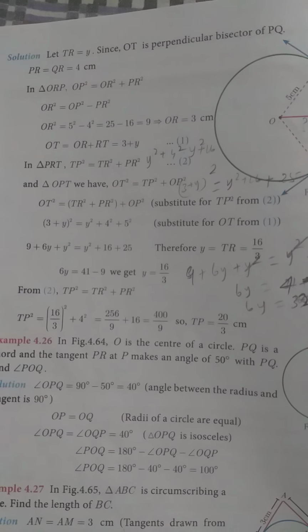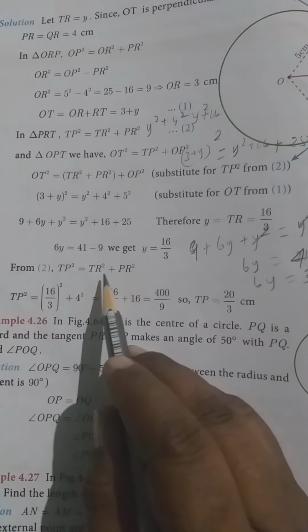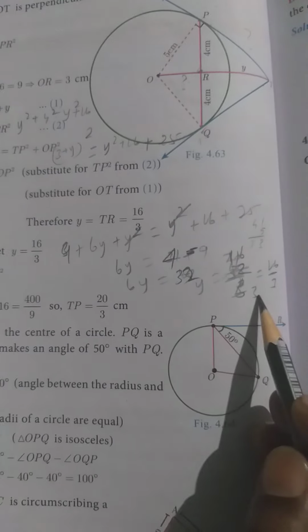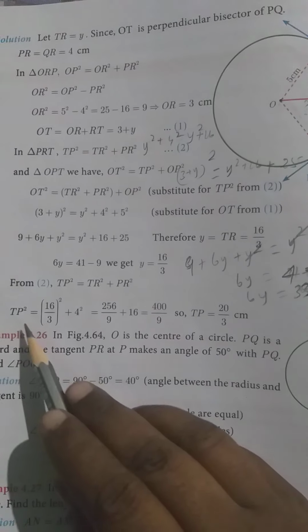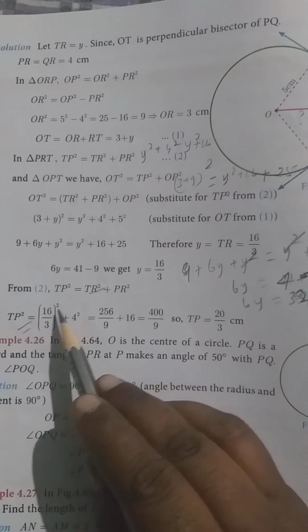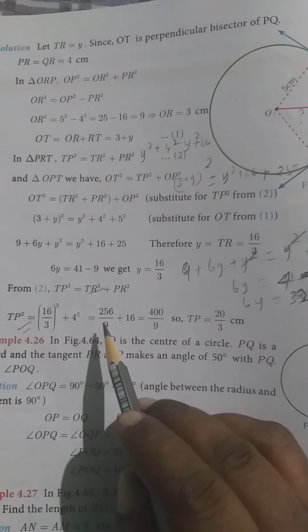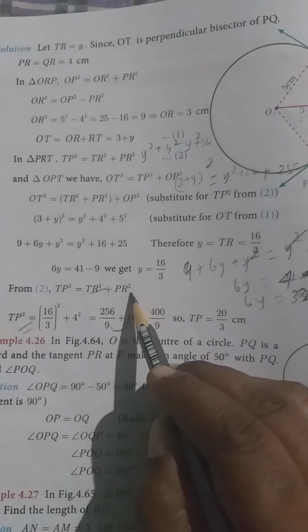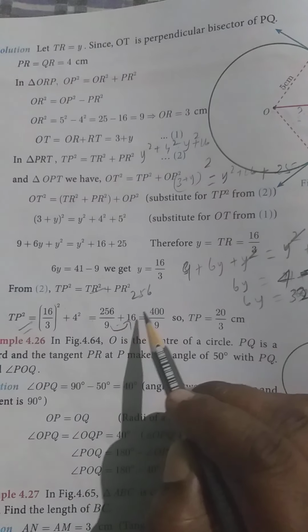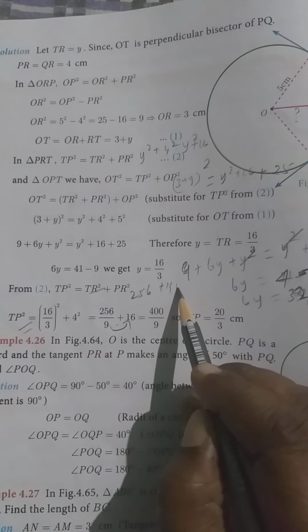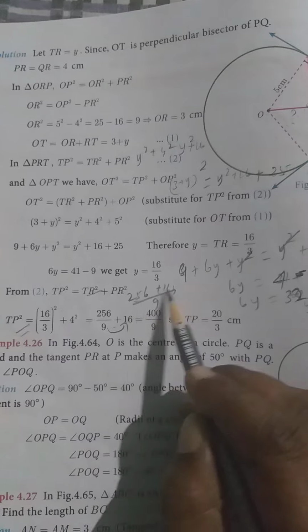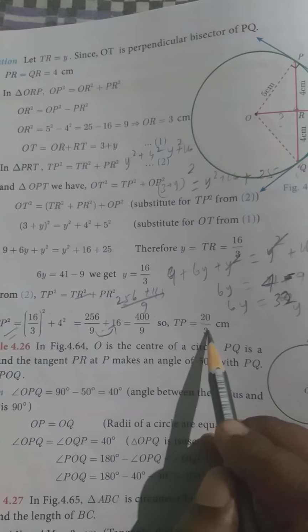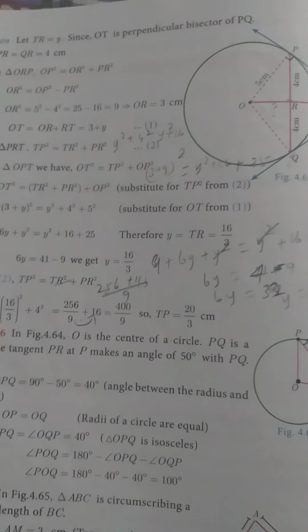But you know TP squared only you want. Therefore take TP squared equal to TR squared plus PR squared. Take that and substitute this value. Here TR squared is 16 by 3 the whole squared plus 4 squared. Therefore 256 by 9 plus 16, which is 144 by 9. If you add you get 400 by 9, take the square root, and you simplify you get 20 by 3 centimeter.